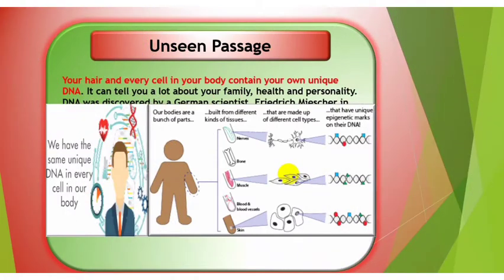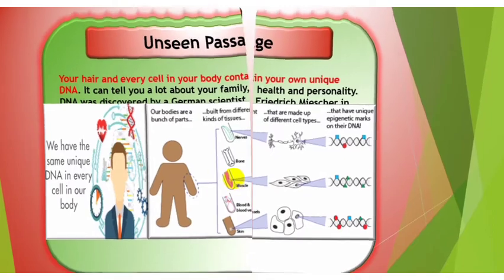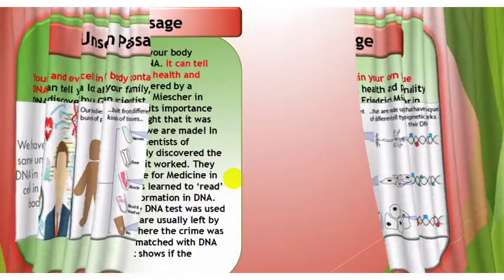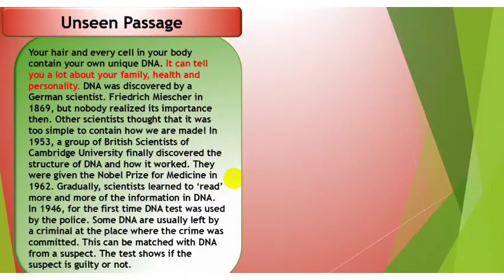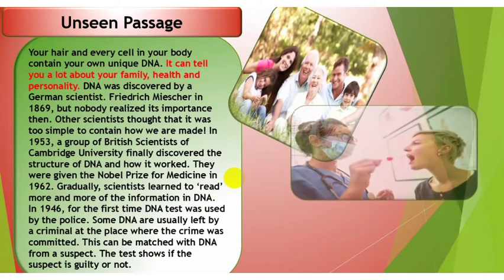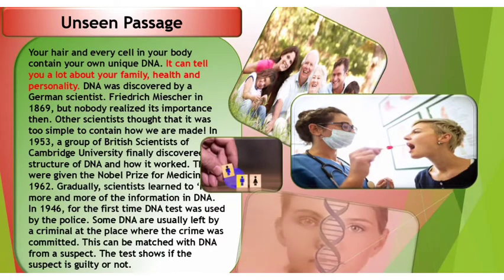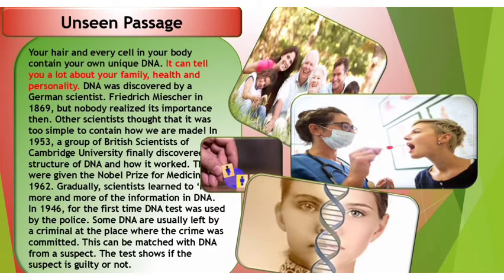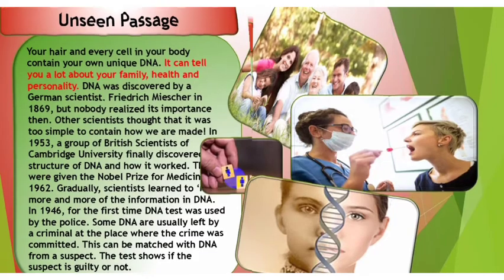Your hair and every cell in your body contain your own unique DNA. We see that we have the same unique DNA in every cell in our body. So, the next line: it can tell you a lot about your family, health, and personality. So, what do we see here? It can tell about our family, health, and personality.